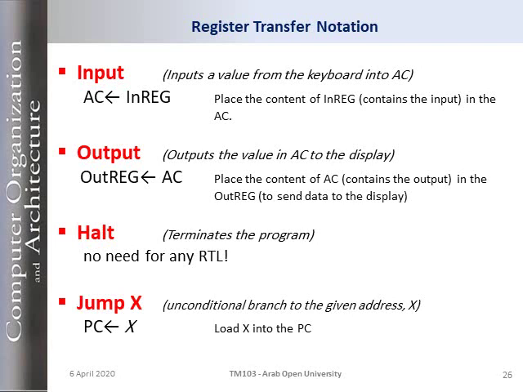Jump X is an unconditional branch to the given address X. So the next instruction will be stored in memory address X. A program counter is a register that holds the next instruction. Where is it stored? We'll get X and store it in the program counter. So our next instruction will be stored in memory location number X. So load X into the program counter.